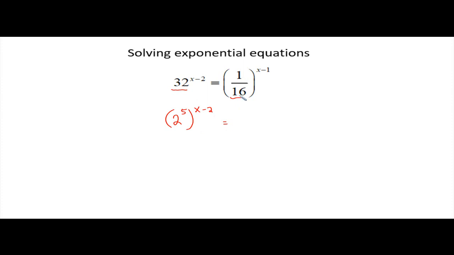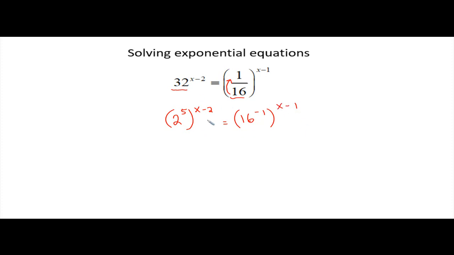Now, this is 1 over 16. The first thing I would want to do is, I don't want this to be a fraction. So how do I make it not a fraction? I need to move the 16 to the top. Well, if you move the 16 to the top, that means it's going to become 16 to the negative 1 power. So that's the first thing you want to do. You don't want this to be a fraction. Now this x minus 1 on the outside is still there.